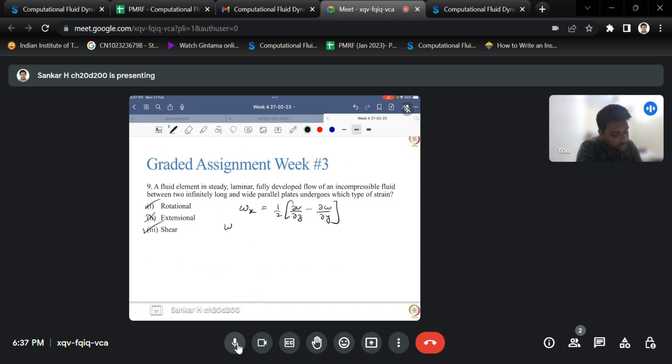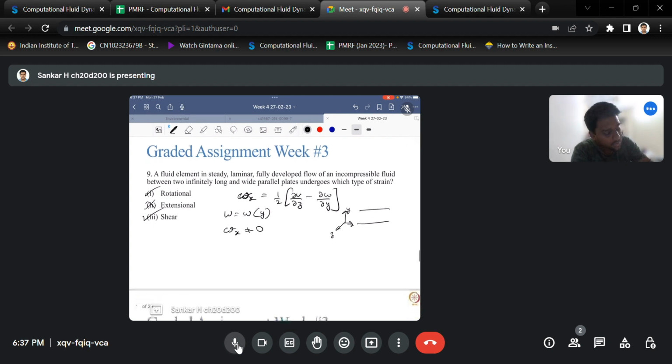Let us assume that the flow is happening in the z direction and is a function of y. So let us assume this to be our x-axis, this to be our y-axis, and this to be our z-axis. For a flow between two infinitely long wide parallel plates, w will be a function of y. So we find that dou w by dou y will not be equal to 0. Therefore, the rotationality omega x will not be equal to 0. There will be a rotationality along the x component.